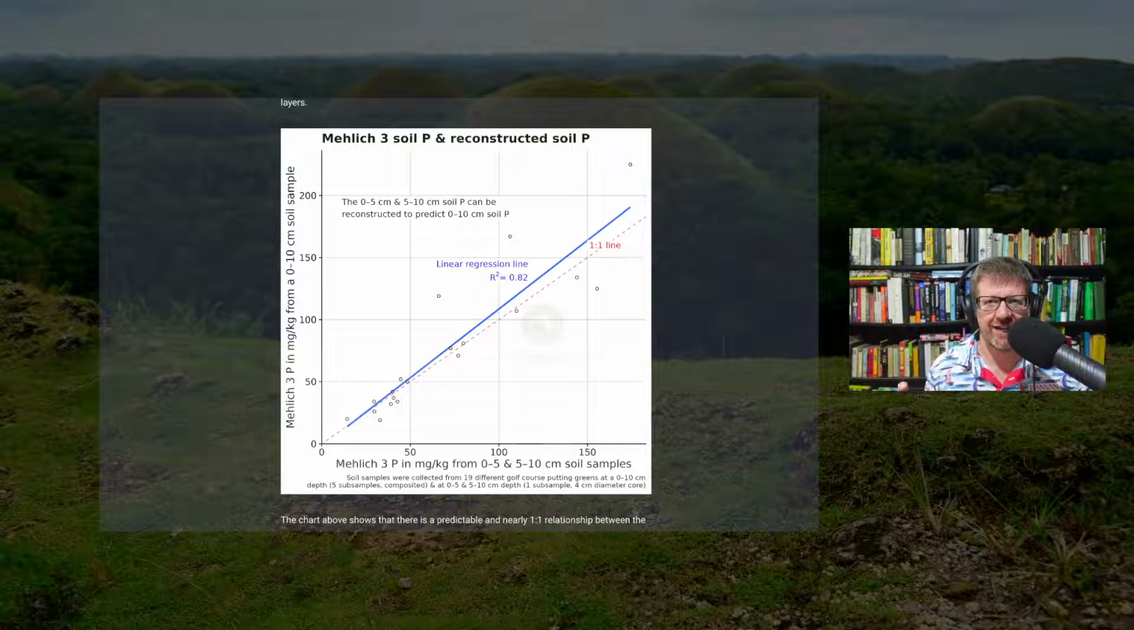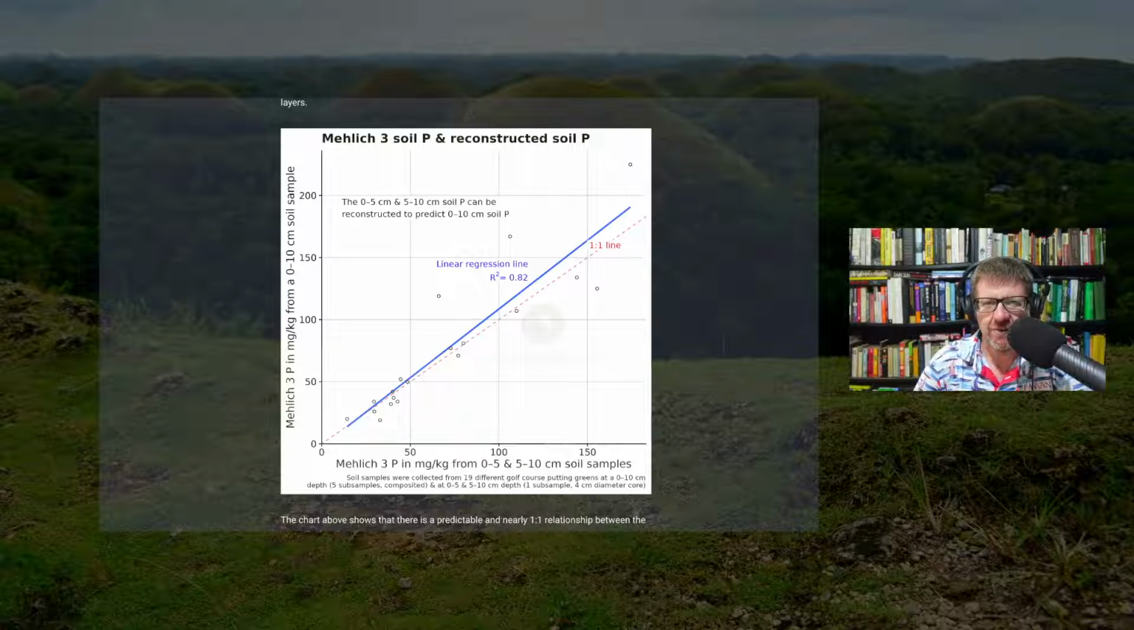The real data are the 0 to 10 centimeter depth, and the reconstruction is a prediction, and it is a very nice prediction. What I'm showing is a prediction that almost falls on the one-to-one line on average. So that means if we do a lot of these tests, we will be predicting something that is close to the actual test result.